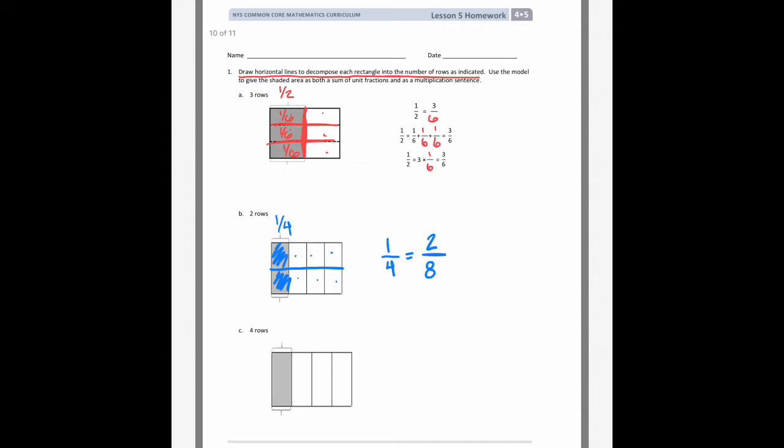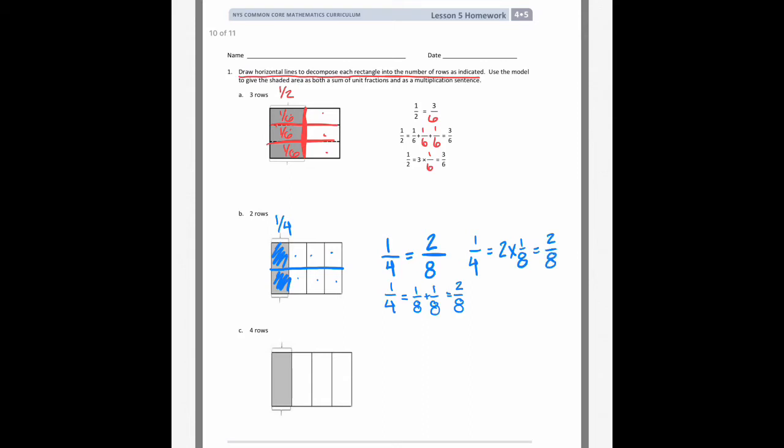And I can rewrite that as an addition problem. So I could say 1/4 equals 1/8 plus 1/8 equals 2/8. Or I could say 1/4 equals 2 times 1/8 equals 2/8.